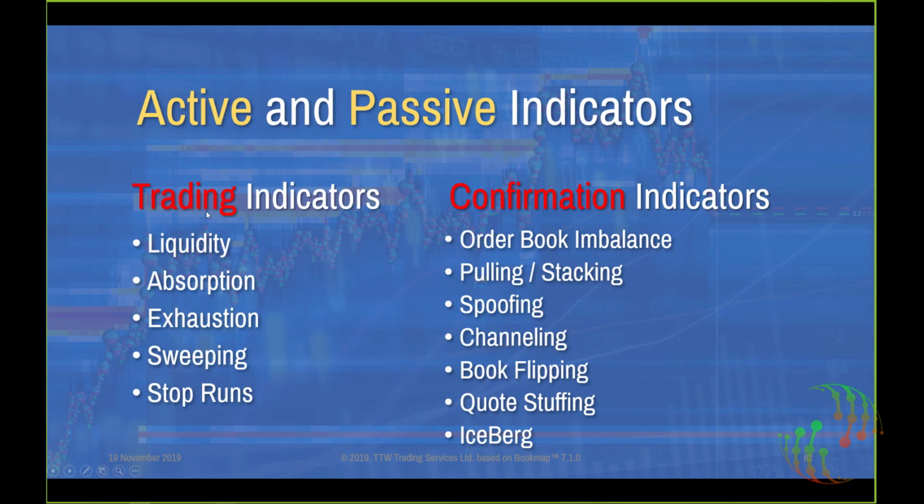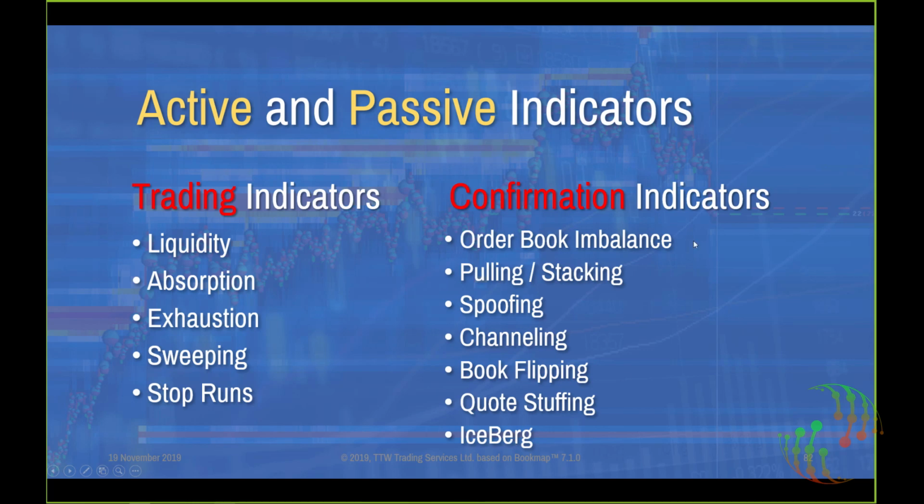The trading indicators, or the active indicators, are liquidity, absorption, exhaustion, sweeping and stop runs, which are kind of sweeps. And the confirmation indicators are order book imbalance. We talked intensively about the imbalance during yesterday and today. Pulling and stacking, we are again going to see what pulling and stacking is to make it a little bit more conscious. Spoofing, channeling, book flipping, quote stuffing, and iceberging or icebergs.